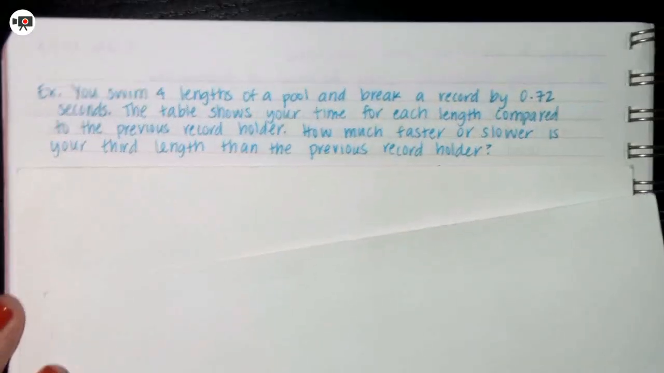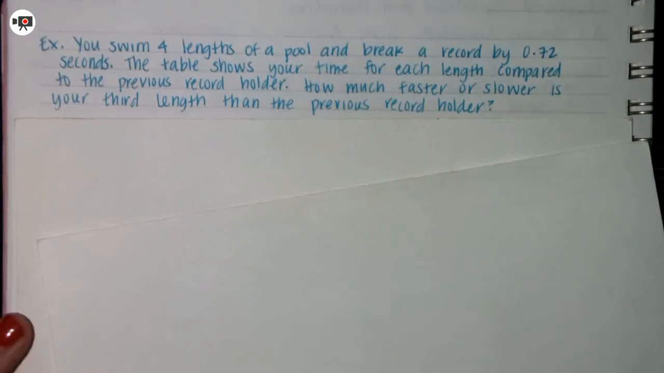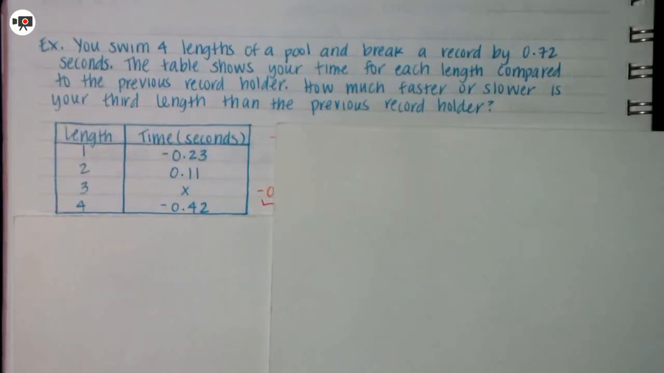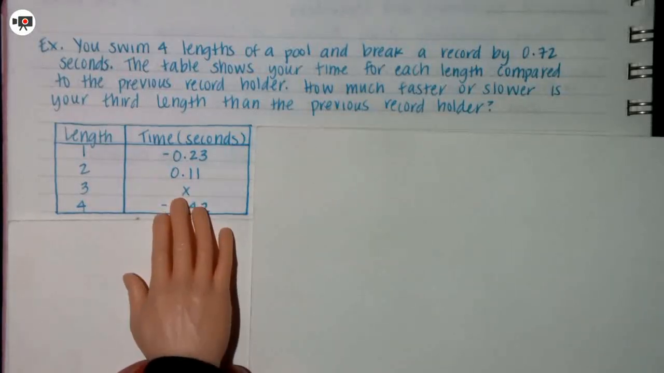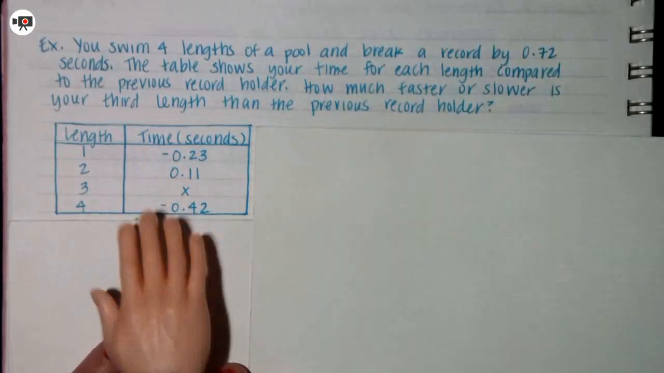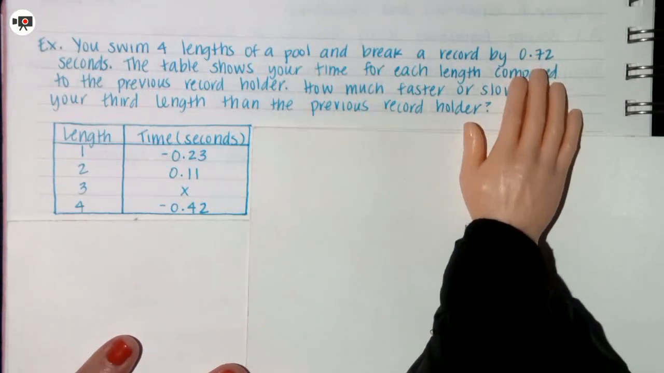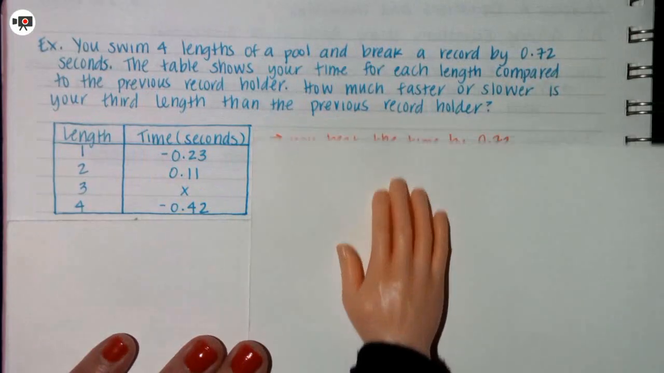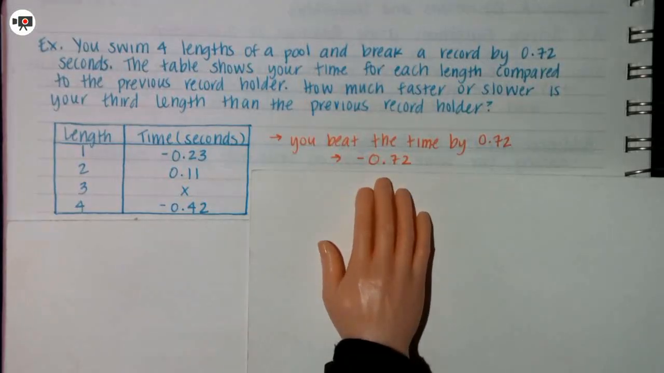And now you swim 4 lengths of a pool and break a record by 0.72 seconds. The table shows your time for each length compared to the previous record holder. How much faster or slower is your third length than the previous record holder? So I need to find what is x here, and I'm told that my overall time is 0.72 faster than the person before me. So if I am 0.72 faster, that means it's going to be a negative 0.72 because I take their time and I'm taking away 72 hundredths of a second.